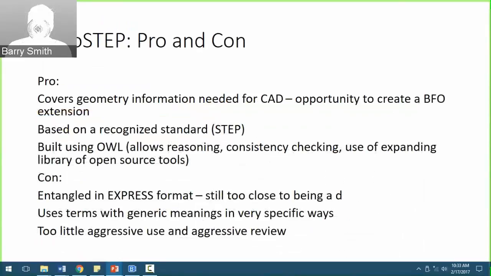Now, the final contrary indication for OntoSTEP is that, as far as I can see, it has not been used very much. And I think this is one of the reasons why its documentation is quite difficult to understand, because it's not being reviewed in an aggressive way. There haven't been attempts made to disseminate OntoSTEP in a larger community.